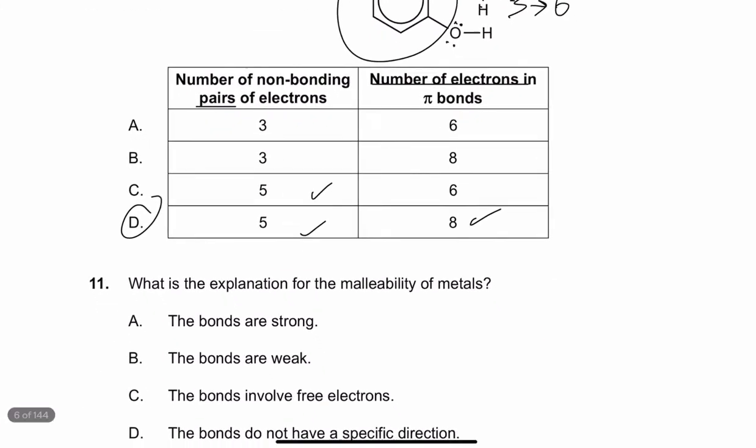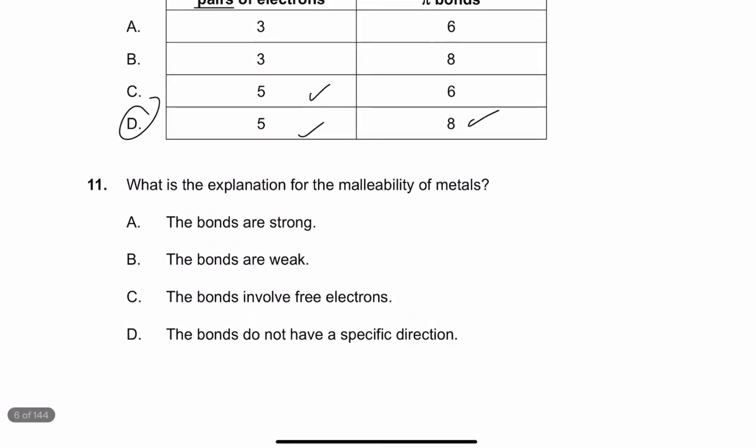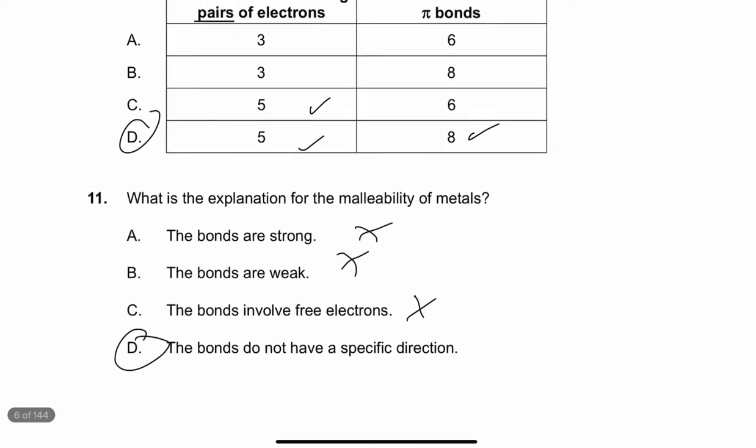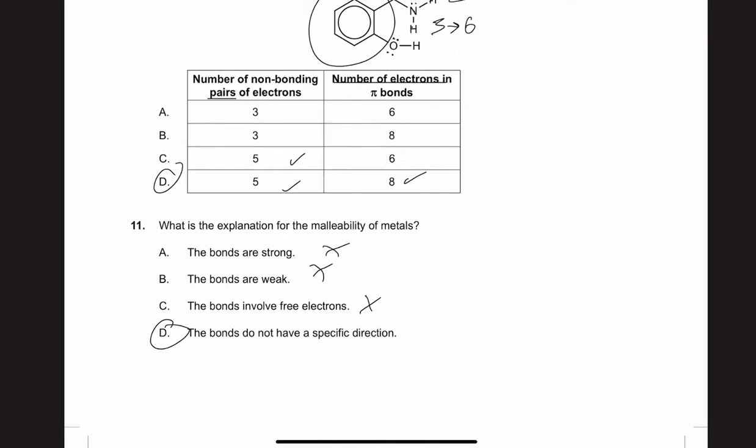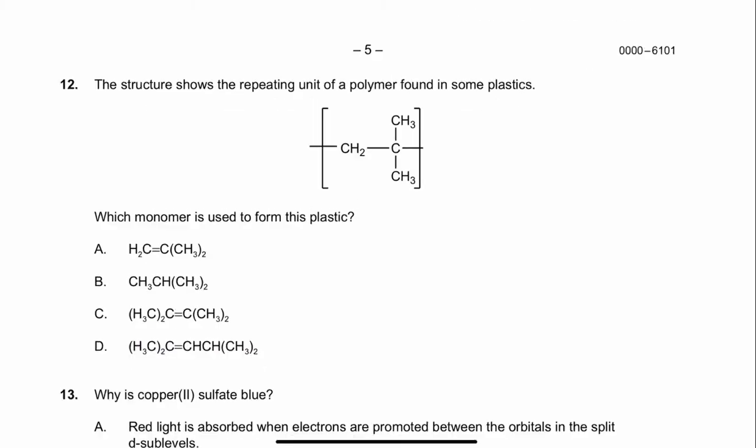Nicely done. 11. What is the explanation for the malleability of metals? Very easy question. Bonds are strong? No. Bonds are weak? No. The bonds involve free electrons? That's not the explanation for the malleability. Bonds do not have a specific direction. Yeah, that's exactly it. Malleable, the ability to shape it. The reason we have that ability to shape the metals is because the bonds don't have a specific direction. They're able to move in different directions. And yeah, there we go.